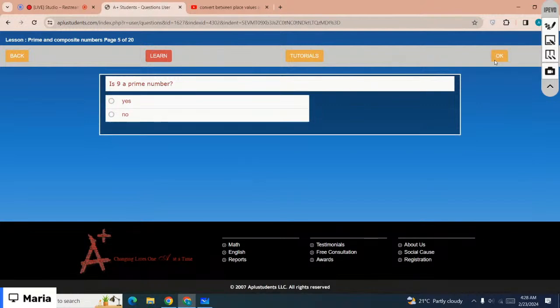Is 9 a prime number? Yes or no? 9 is a prime number, right? Sorry, 9 is not a prime number because 9 has more than 2 factors, so 9 is not a prime number. The correct option is no.